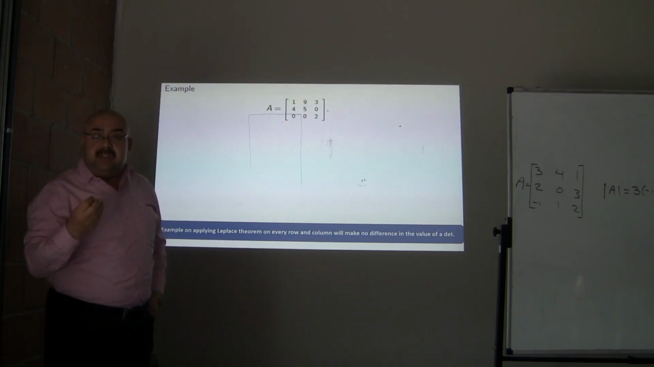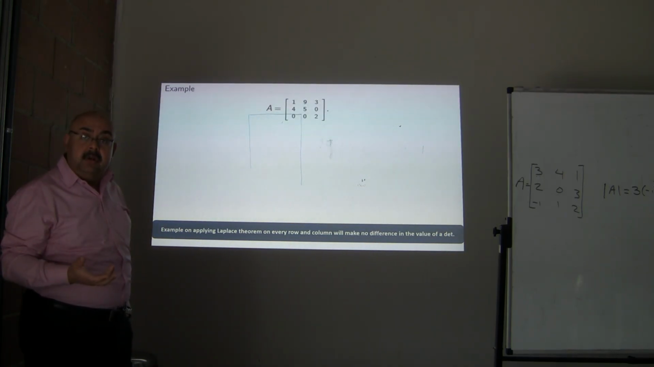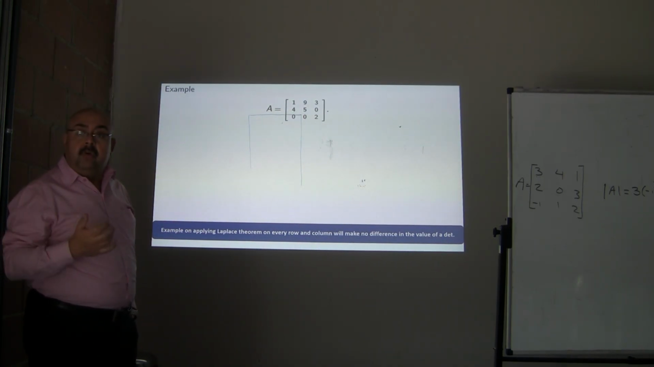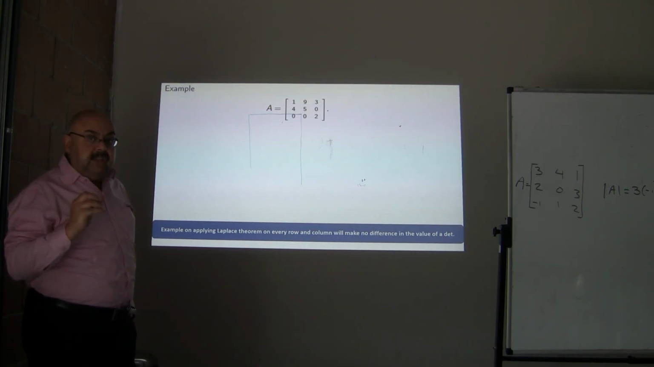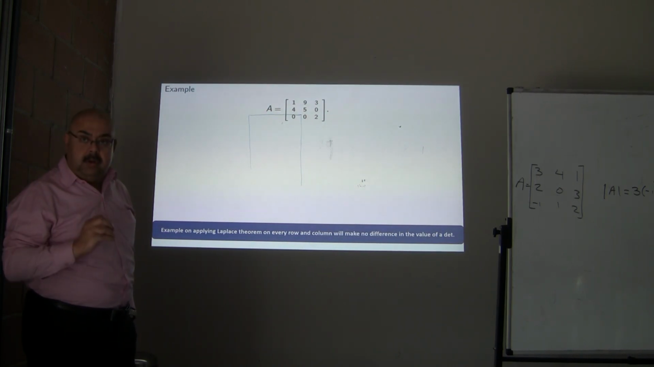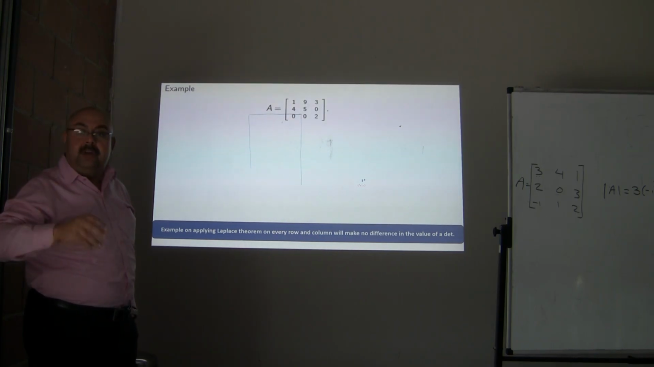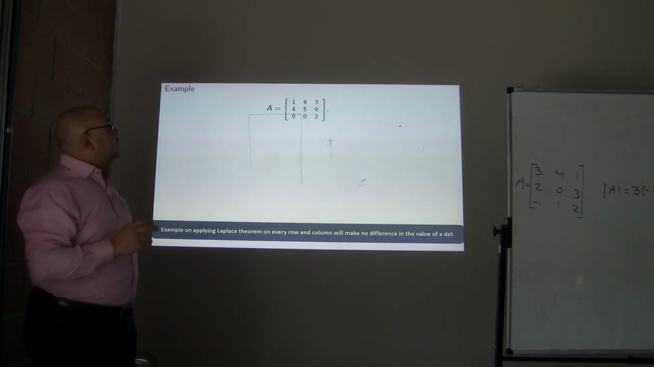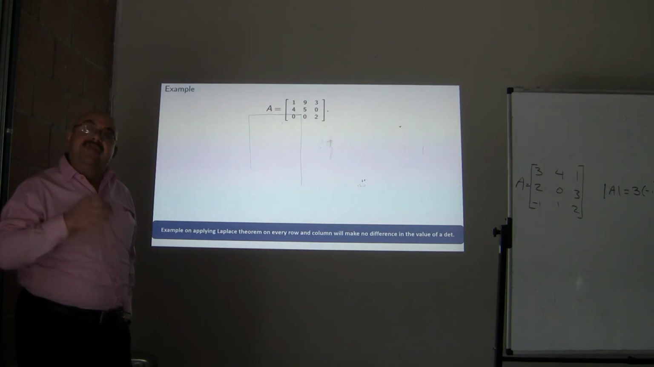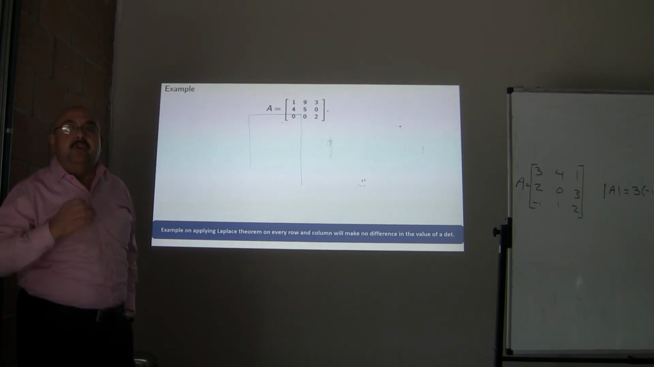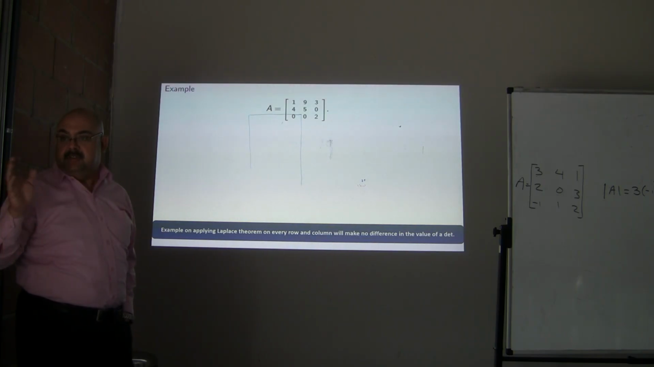Can you apply this on any other row? The second row and the third row are fine too. The only thing I'm telling you is that once you apply this rule, it will make no difference which row or column you use. You can choose any row or any column, but I usually prefer the row or column with the largest number of zeros.